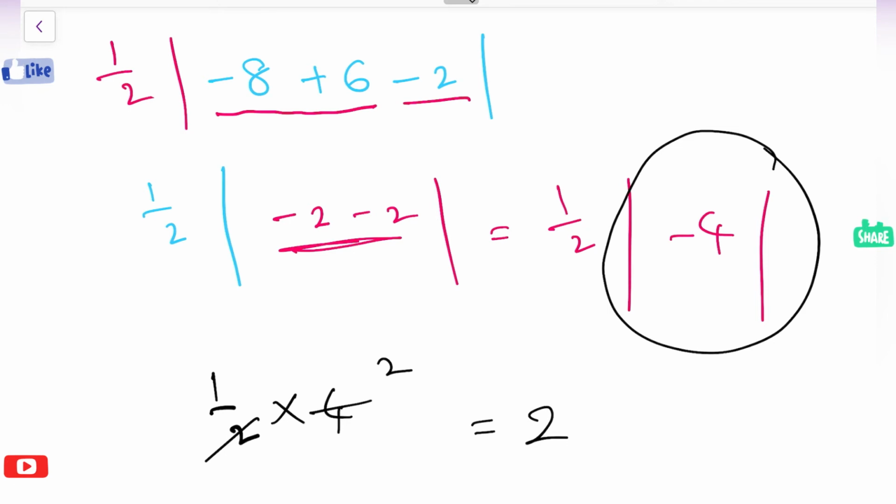So 2. We are finding the area, so this 2 will become square units. So the area of the triangle with the given vertices is 2 square units. Now the same question in reverse.